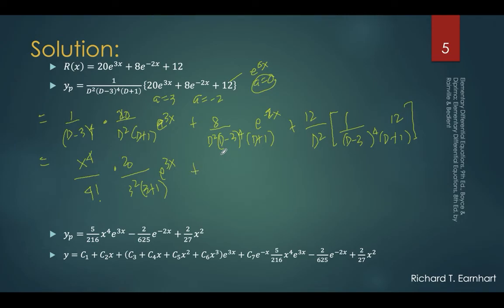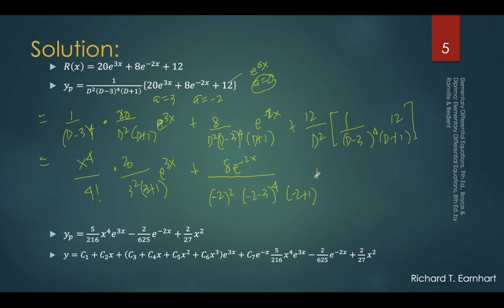Plus, okay, you have 8 e to the negative 2x. Okay, your a here is negative 2, so negative 2 raised to the power 2, negative 2 minus 3 raised to the power 4, and then negative 2 plus 1.